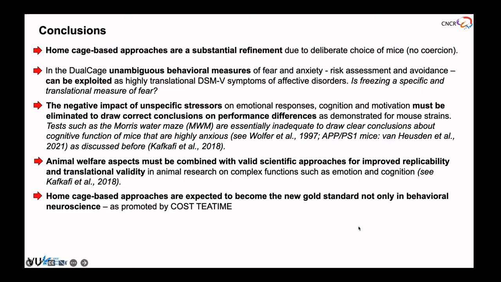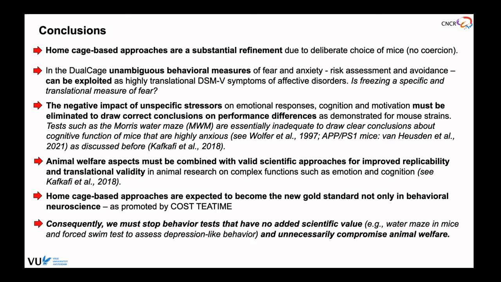And of course, this is the reason why I'm intrigued that this will be the new standard, but we fight against people that defend the old methods with tooth and claw, despite the fact that we know it's not optimal, and we have to be aware. I showed you my own data. I have to conclude that my old published papers are wrong with regard to the conclusion that the DBAs are inferior to C57 mice, because it's affected by unspecific stressors. Consequently, we must stop behavior tasks that have no added scientific value and unnecessarily compromise animal welfare.